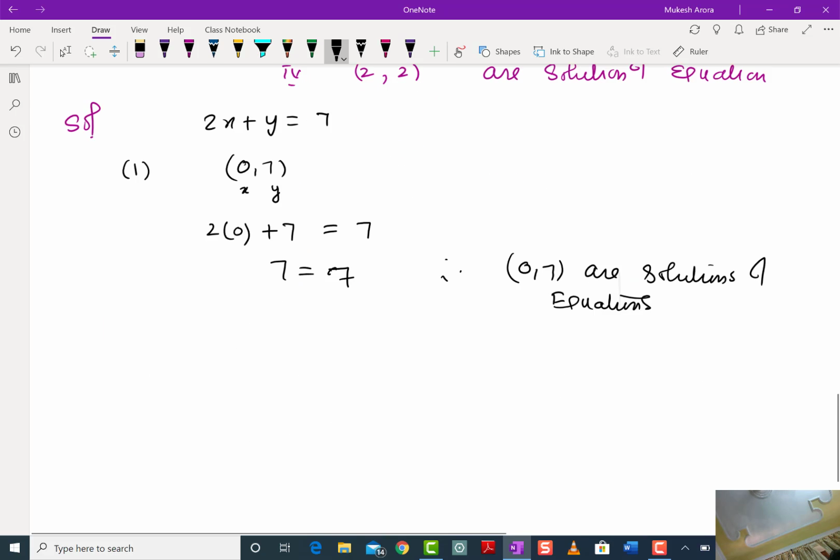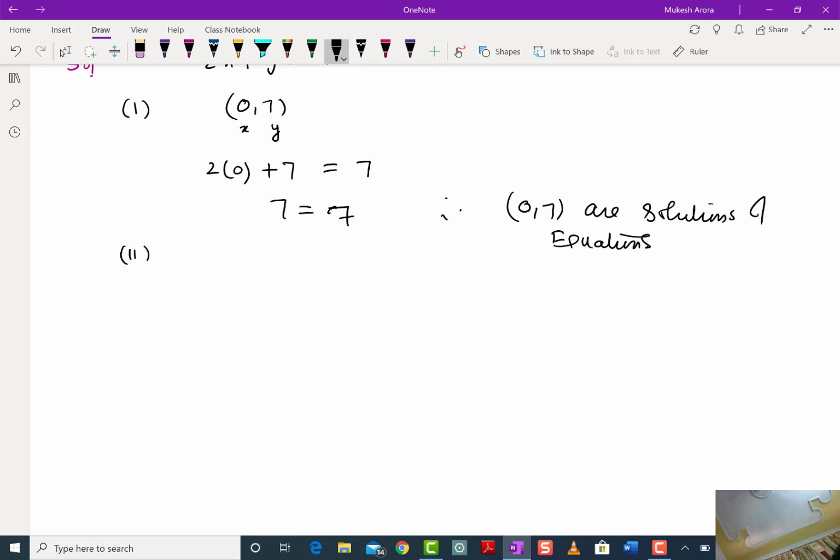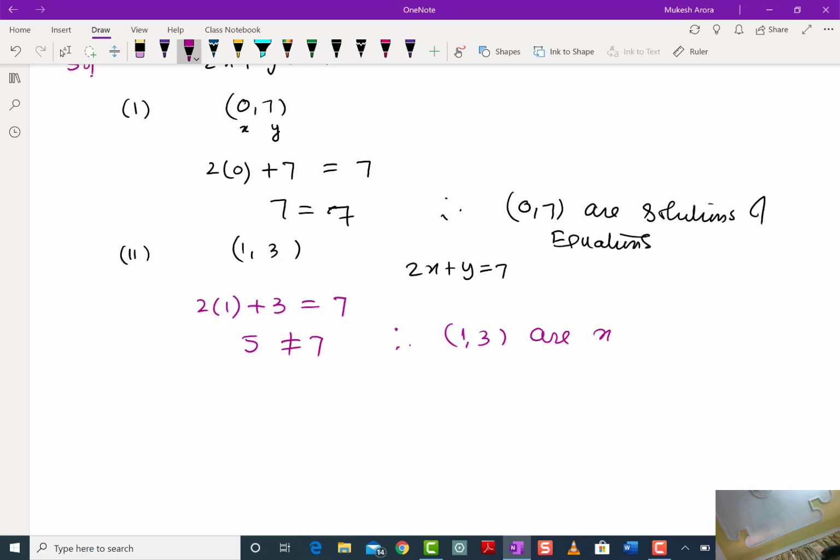Now the second value, 1 and 3. The equation was 2x plus y is equal to 7. We will substitute the values. 2 into 1 plus 3 should be equal to 7. So this is 5, which is not equal to 7. Therefore 1 and 3 are not solutions of the equation.